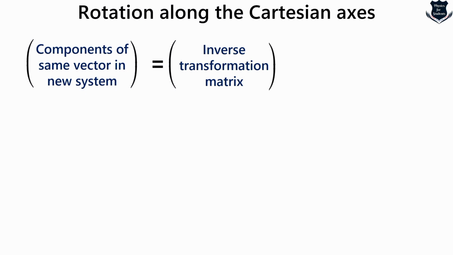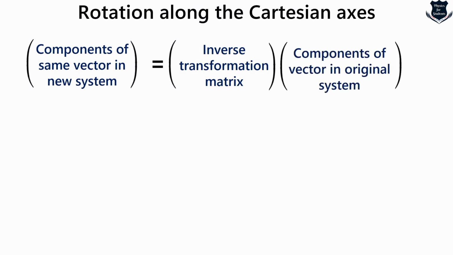Now at this point you might be wondering how you might go about transforming the unit vectors of the original, I would say, non-rotated system into the rotated. So here is something which comes up very easily. If you put it in a very simple manner, the components of the same vector in the new system is equal to the inverse transformation matrix multiplied by the components of the vector in the original system. So you see, the components of the same vector in the new system equal the reverse transformation multiplied by the components in the original system.